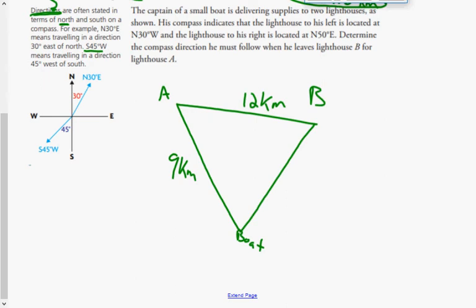Now, what we want to determine is the angle, the compass direction he must follow when he leaves lighthouse B and heads to A. So the first thing we need to do is solve this triangle a little bit. Now, I know that the boat travels in one direction to get to lighthouse A and travels in an opposite direction to get to lighthouse B. So whenever you're doing this, you always draw the compass.